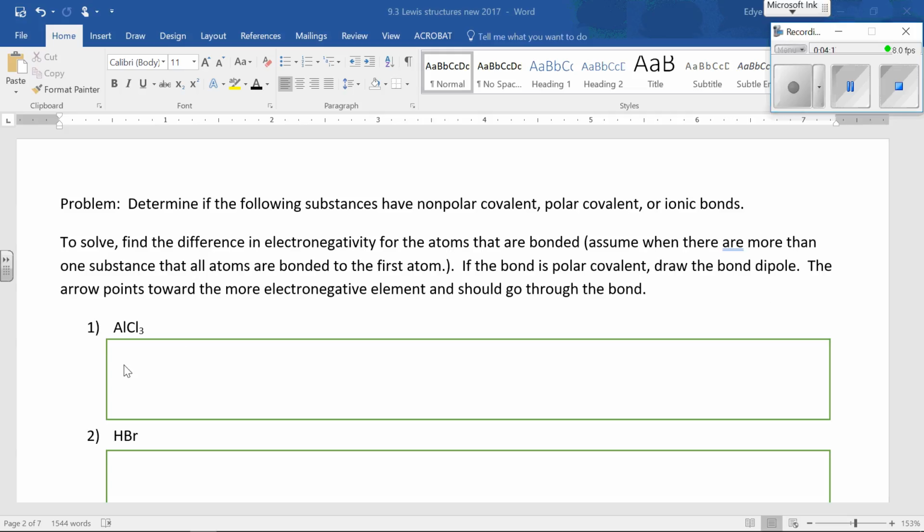Okay, so for some practice, you have this all written down. So what you do is you just check the electronegativities. We're going to look up Al and Cl. We ignore these subscripts. They don't mean anything. We're just comparing the two elements. So ignore the subscripts. Write that down.